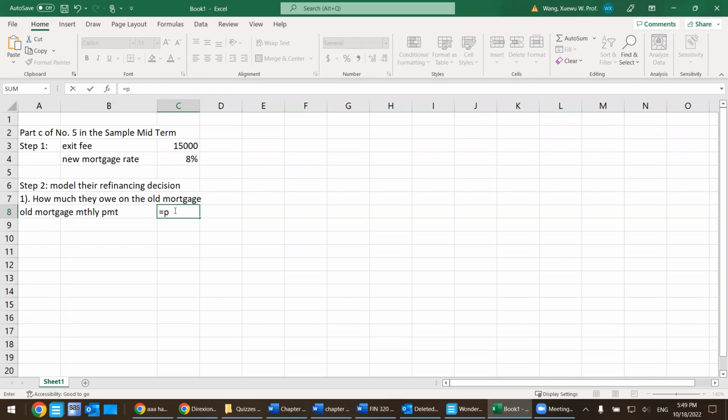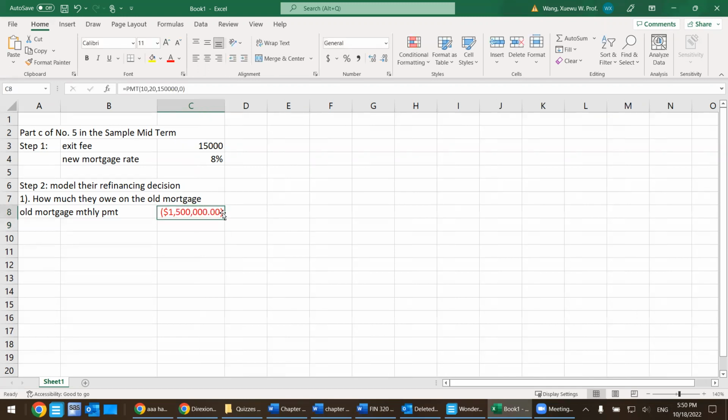So that's going to be the payment function here. It's an annuity. The old mortgage has a 10% rate, and the number of periods here is 20. It was a 20-year mortgage. The present value is the house price, 150,000, and the future value is 0. And so, whoops, what did I do here? 10%. Okay, not 10%. All right, so $17,618.94 per, actually not per month, but per year. Okay, it's the annual payments.